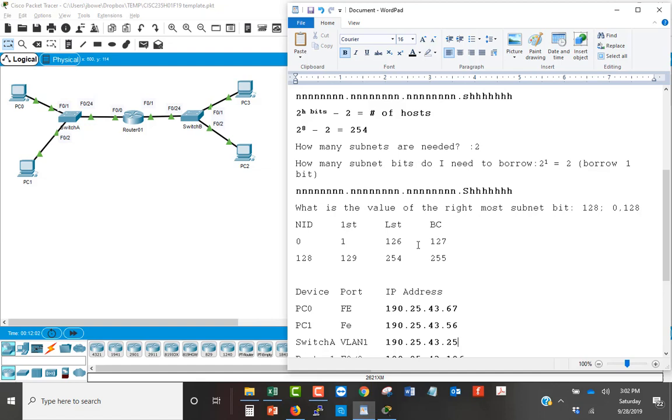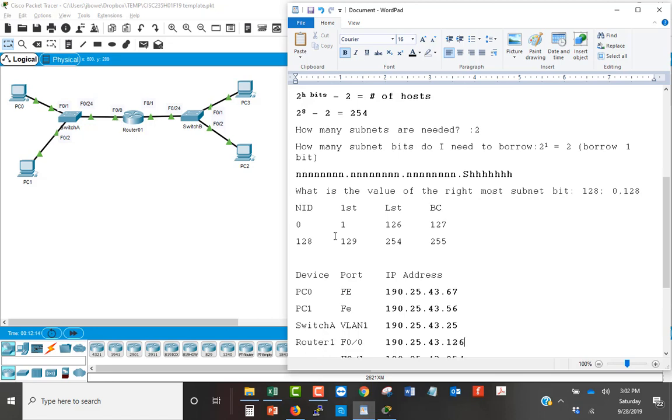Finally, we have the port on router 1, which belongs to our left network here. So I've got to give that an IP address. So router 1, port F00, I'm going to give it 126. Again, it's in that first block there. Okay. So I've assigned all of the needed IP addresses to the various devices on the left side network.